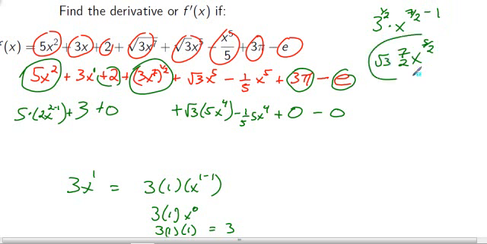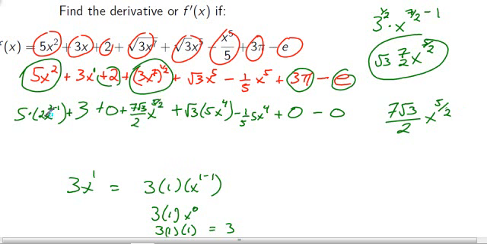So this guy simplified is going to be 7 times the square root of 3 over 2 times x to the 5/2. Sorry about that, 5/2. So that is going to be my answer there. So I'm going to have plus 7 square root of 3 over 2 x to the 5/2. And back here we never finished that guy out. When I multiply him out, it's going to be 10 x to the 1st power.